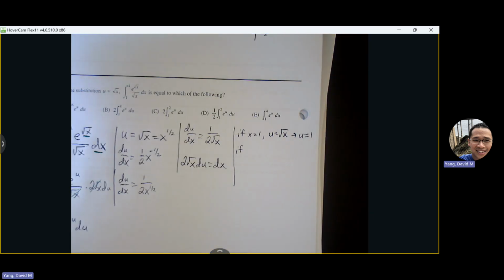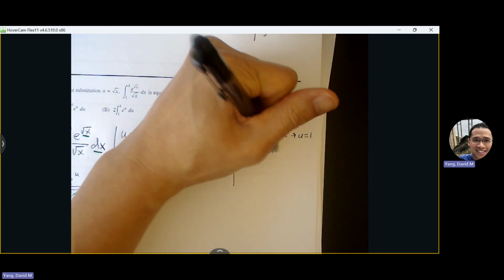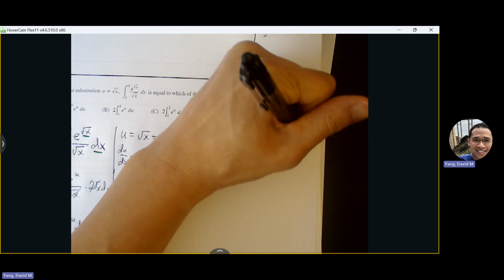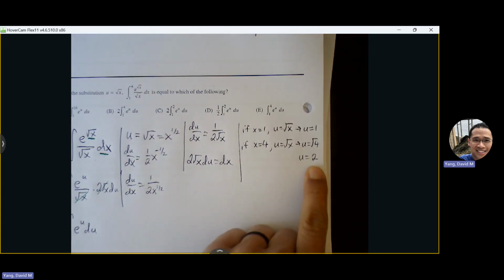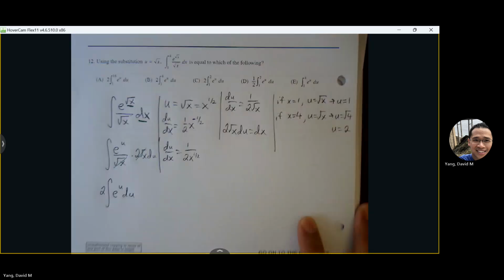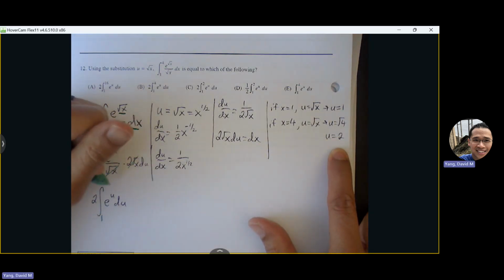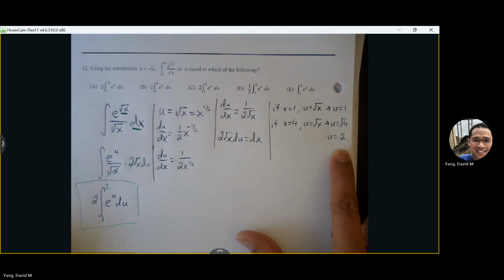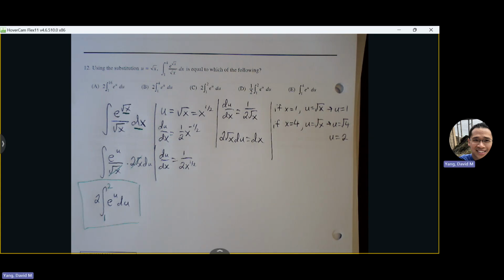But then since my upper bound initially is x equals 4, and I push it through u equals root x, u equals root 4 is equal to 2. So that is my adjusted new upper bound. So my lower bound stays as 1, but my upper bound changes to a 2. So this should be my answer. Answer choice C.